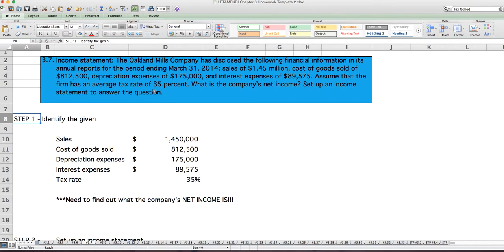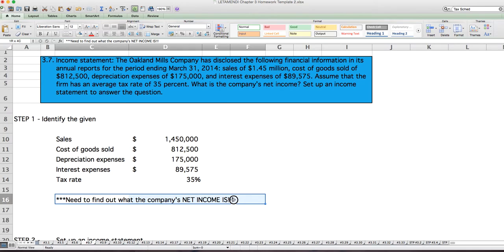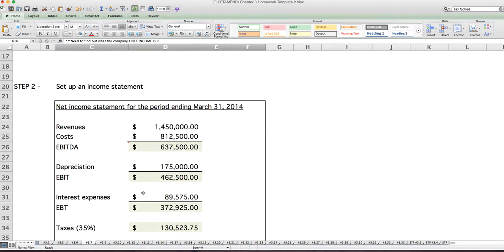Assume that the firm has an average tax rate of 35%. What is the company's net income? Set up an income statement to answer the question. So step one, again, as always, identify the given. We take all of the information that we know, all the facts from what's in the problem above, and the bottom line is that we need to identify what the company's net income is, right? So now the second step is to set up an income statement.